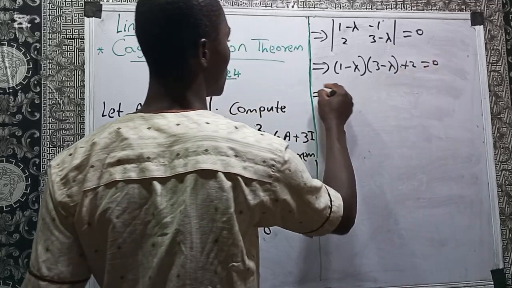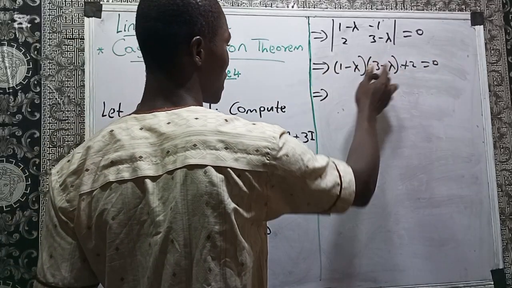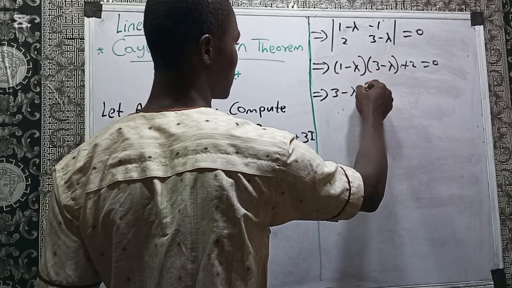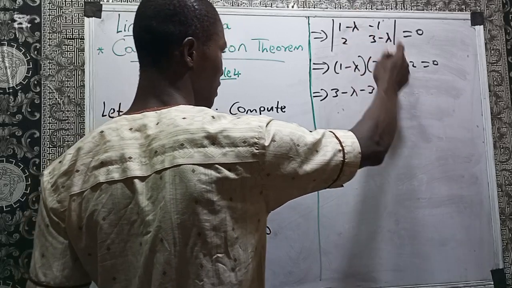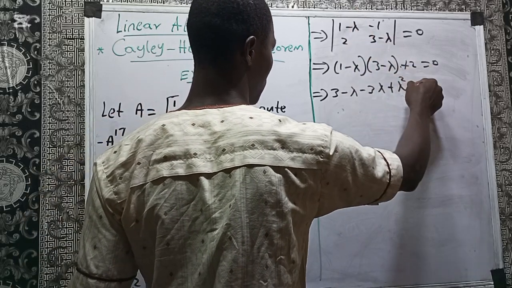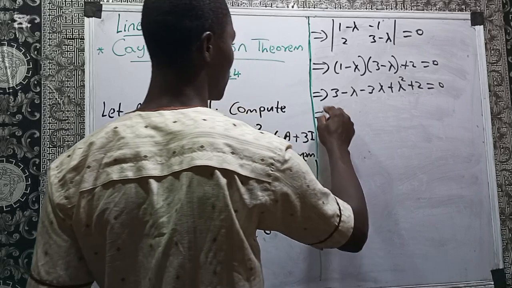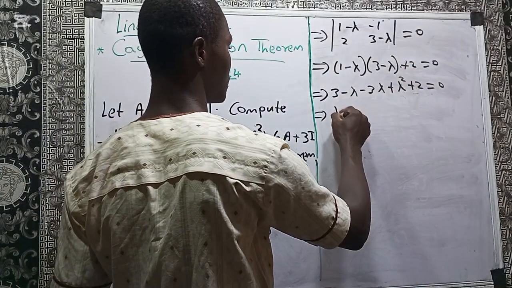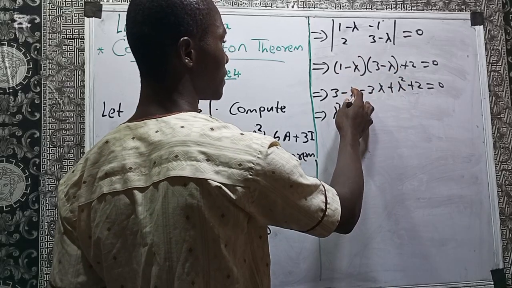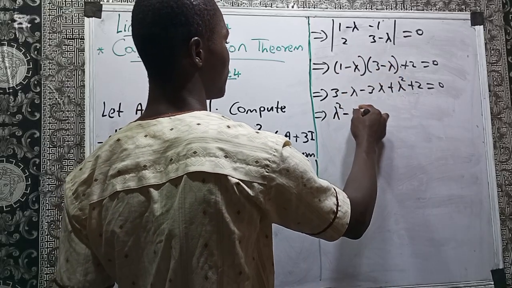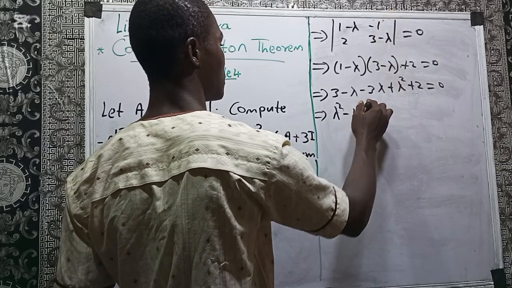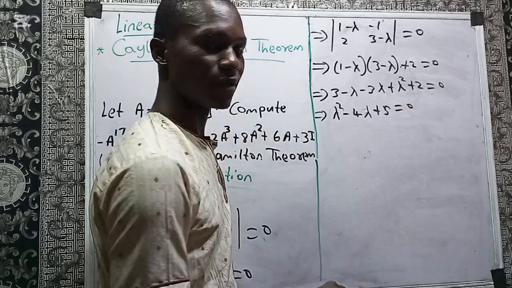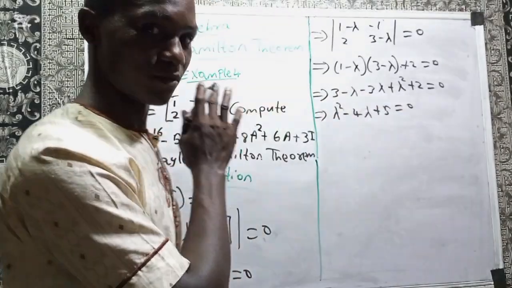Then equated to 0. This implies, let's expand. 1 multiplied by 3 is 3. 1 multiplied by negative lambda, negative lambda. Negative lambda multiplied by 3 is negative 3 lambda. Negative lambda multiplied by negative lambda, positive lambda squared, plus 2 equated to 0. This implies, so let's write the lambda with the highest power first. This is lambda raised to power 2. Then next one, negative lambda, negative 3 lambda is negative 4 lambda. Then our constant, 3 plus 2 is what? Positive 5 equated to 0, right? This is the characteristic equation of this very matrix.